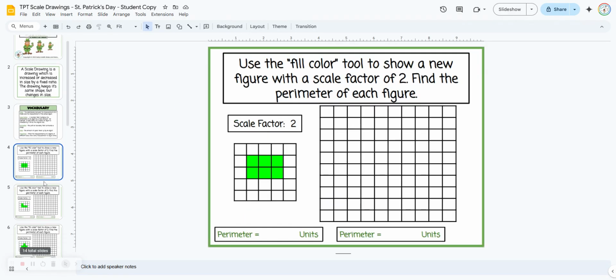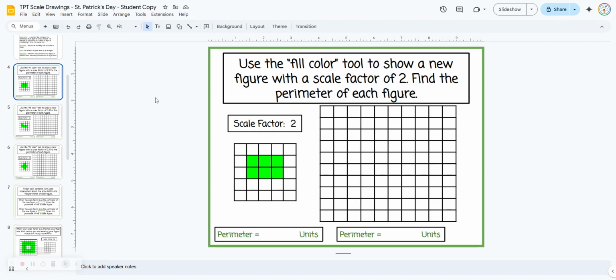So they're going to start on slide 4. This is a lot of fun for the students. They're going to use the fill color feature of Google Slides to create their scale drawings. So the first one's fairly simple. It's just a rectangle 3 by 2 units. And if we scale it up by a scale factor of 2, that means we're multiplying the units on each side by 2. So now they want a 6 by 4 scaled up rectangle.